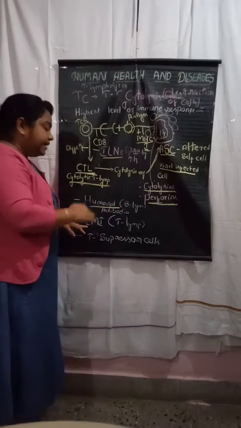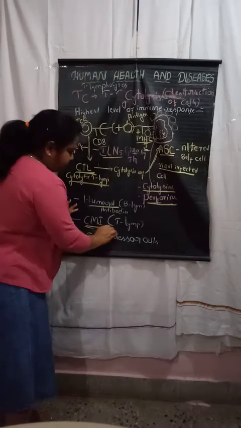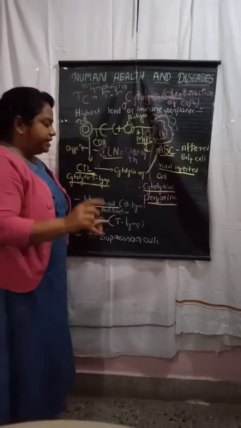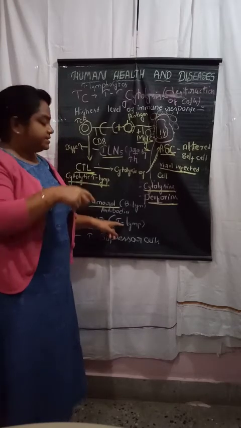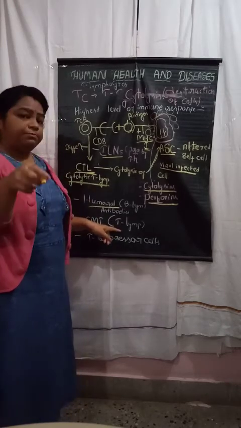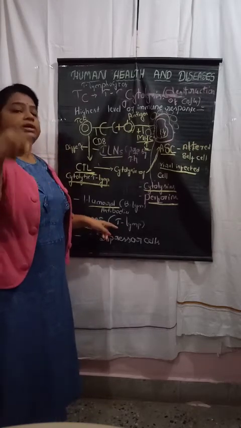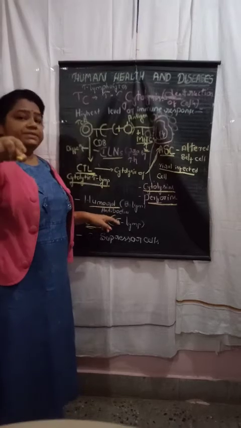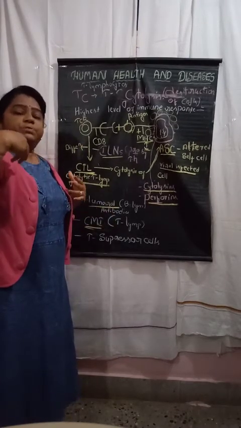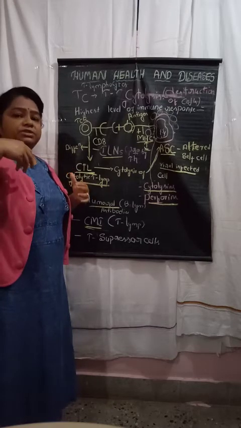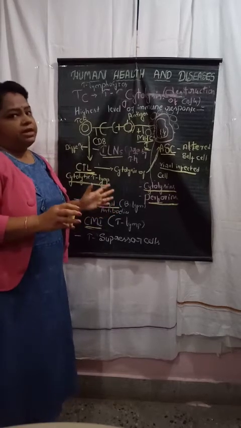And the second type of immunity is what? The cell mediated immunity. This cell mediated immunity is offered by which type of cells? The T lymphocytes. Again, T lymphocytes are of two types: T helper cells and TC cells. T helper cells are helpful in the immune response in our body to all the different types of immune cells.